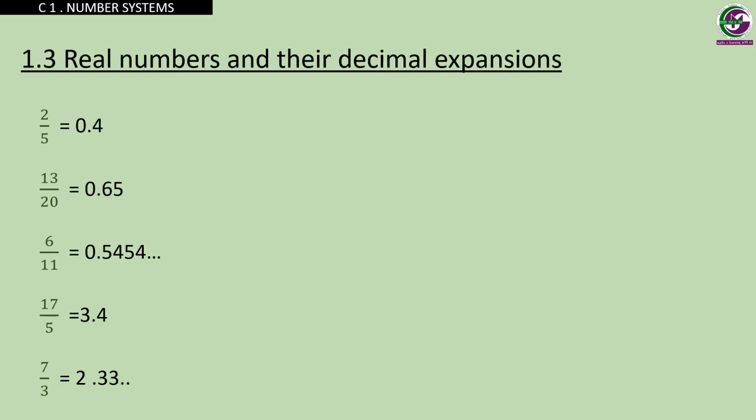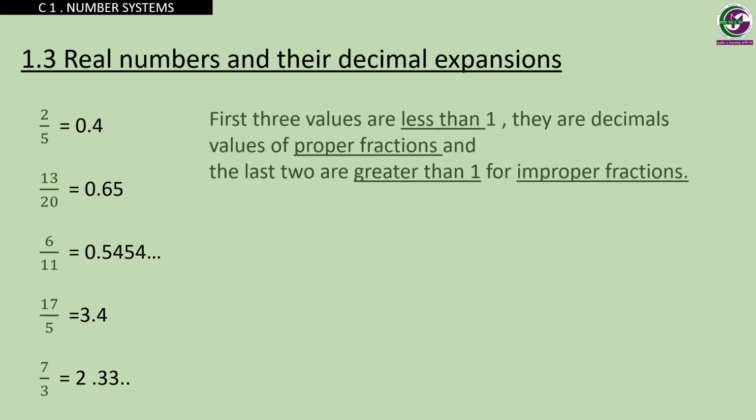But 6 by 11, the remainder was not 0, so it is repeating: 0.5454 and continues. Next one is an improper fraction, but it is ending. The remainder is 0. And the next one is 7 by 3. It is not ending. It repeats 333 forever. So what did you notice from here?